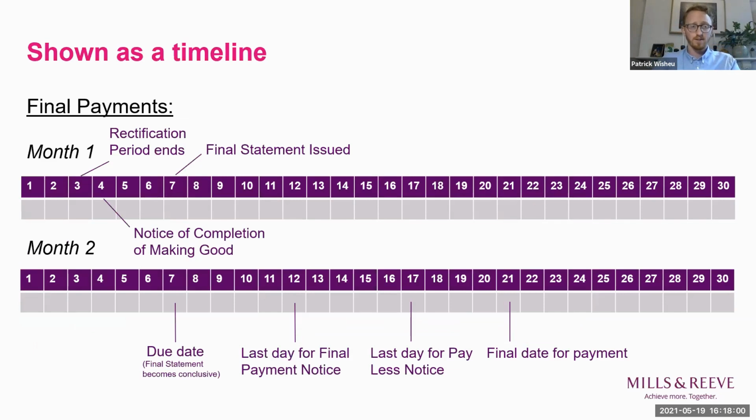For the final payments, this looks a little bit more complicated, but that's only because you have 2 months involved, and there's those 3 events which give rise to the triggering of the due date. So you have the rectification period, then that's followed in this example by the notice of completion of making good, and the final statement being issued on day 7 of month 1. So therefore, the due date is day 7 of month 2, with the final day for the final payment notice being day 12, the pay less notice being due by day 17, and the final date for payment being day 21.